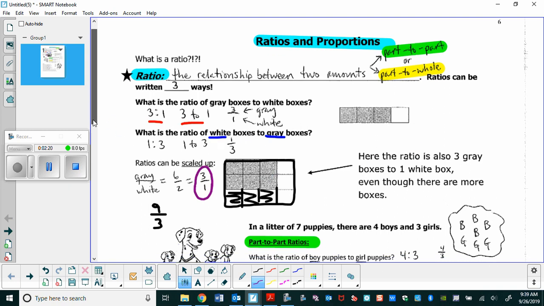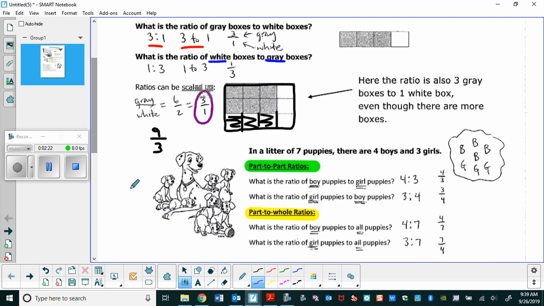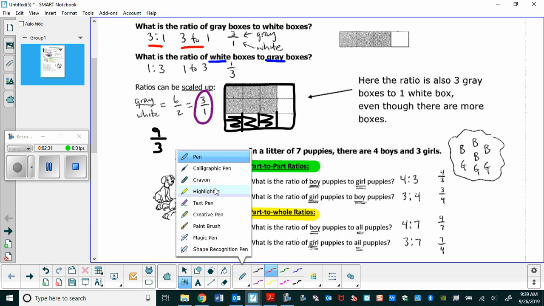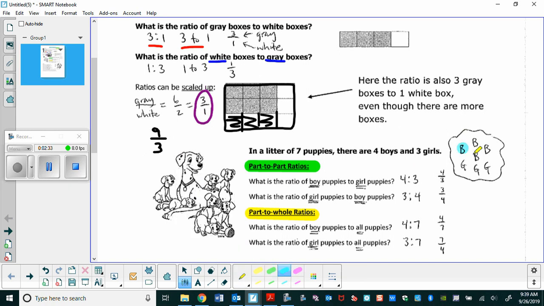All right. So now let's just use some examples to get comfortable with this. We have a litter of 7 puppies, and there are 4 boys and 3 girls. So off to the side, what I just did was to have a visual here, we have 1, 2, 3, 4 boy puppies, and then 1, 2, 3 girl puppies. So there's 7 total puppies in the litter.